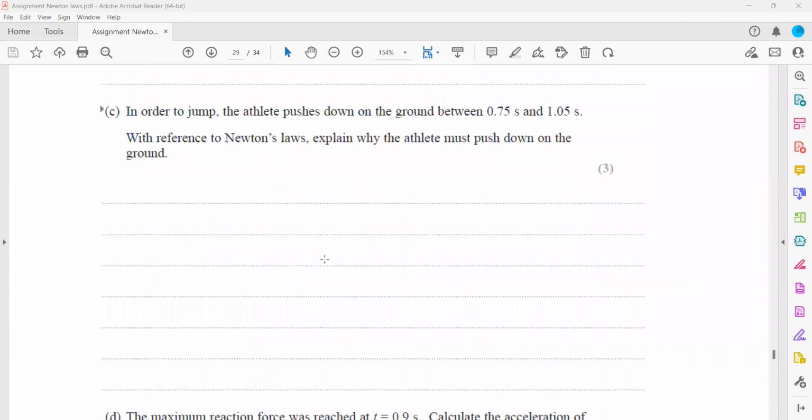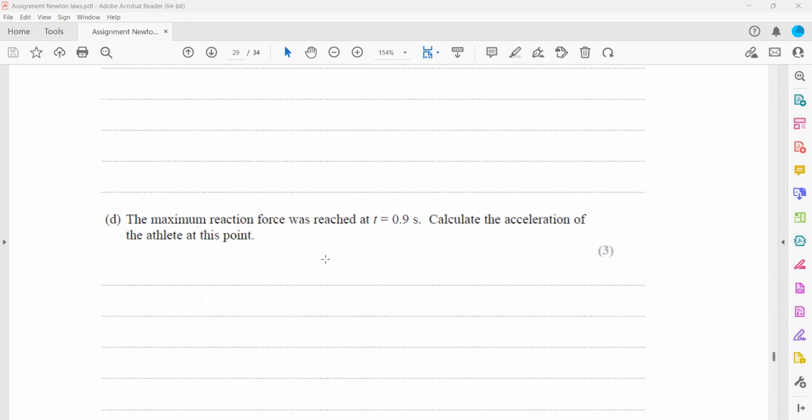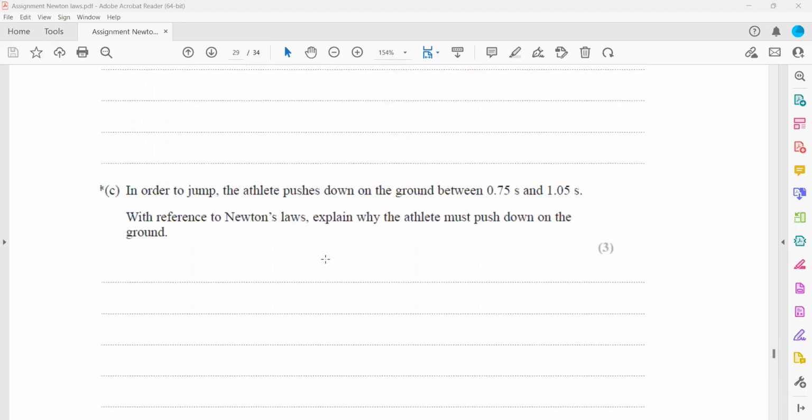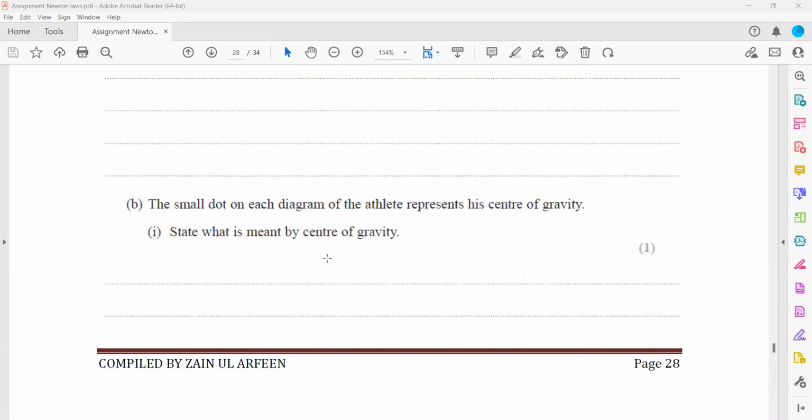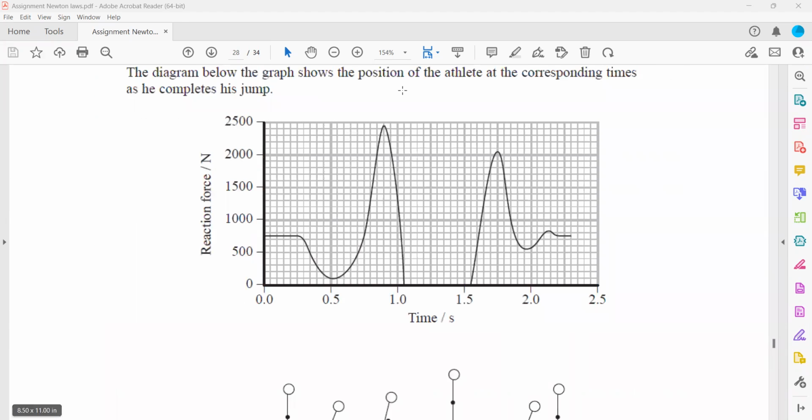The next part, the maximum reaction force was reached at 0.9 second. Calculate the acceleration of the athlete. So this is the maximum reaction force. And what about the resultant force? Because we want to calculate the acceleration of the athlete, the reaction force is more than the weight. So reaction force minus weight is equal to ma.